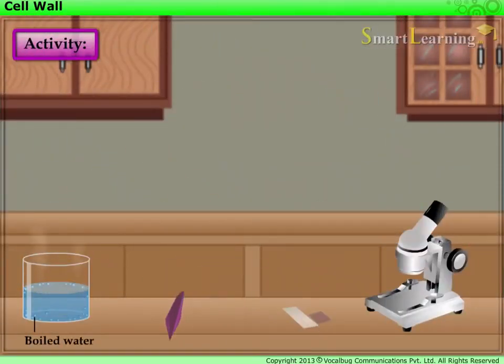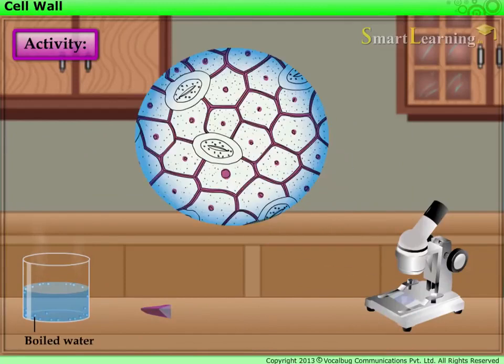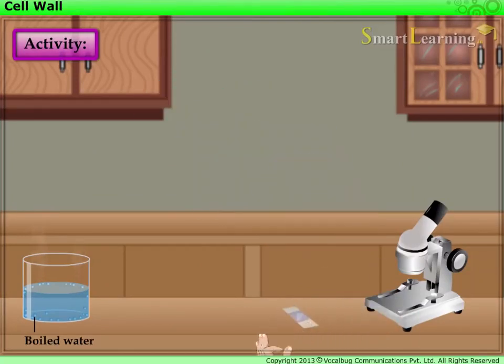Similarly, prepare a slide of the boiled Rhoeo leaf. Observe it under a microscope. We will find discolored stomata and other organelles.